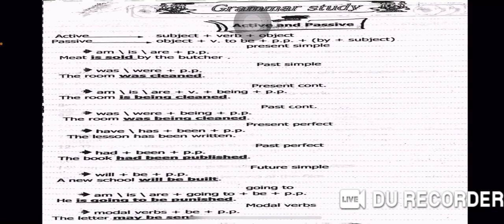If we find the active sentence present perfect, we change it into has or have been plus the past participle. If we find the active sentence is past perfect, we change it into had been plus the past participle. If we find the active sentence future simple, we change it into will be plus the past participle. Another form of future, am or is or are going to plus verb infinitive, we change into the passive sentence am or is or are plus going to plus be plus the past participle.